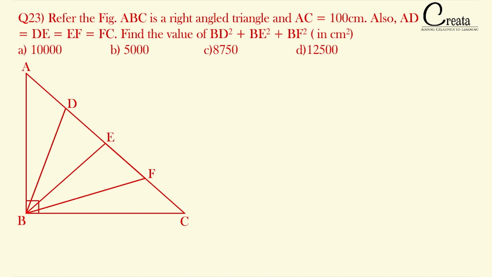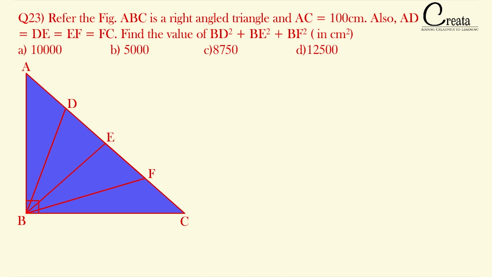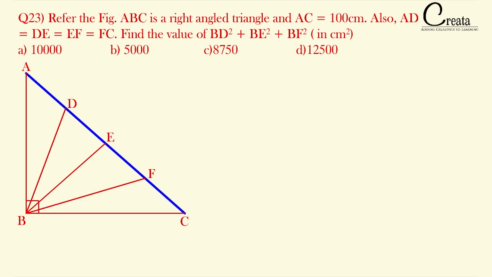Our first step, we will observe the question. Let's refer to the figure. In this figure, a right angle triangle ABC is given. It is having a right angle at angle B. Further, AC, that is the hypotenuse for this triangle, is given as 100 cm. This complete length is 100 cm.